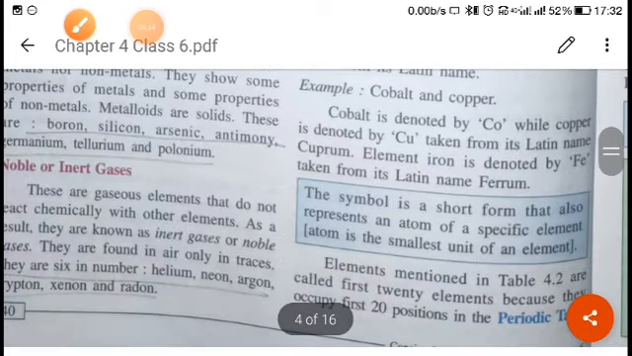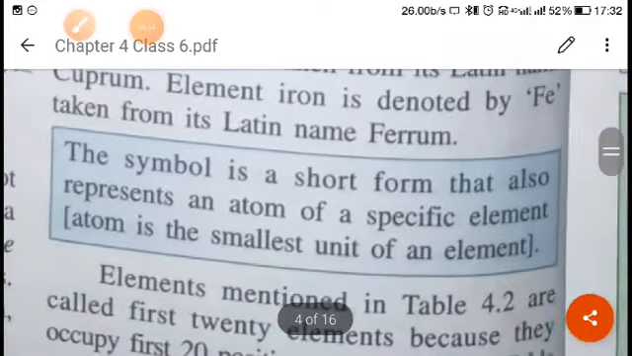Now next is, what is a symbol? A symbol is just a short form that also represents an atom of a specific element. Whenever someone asks you what is a symbol, a symbol is nothing but a short form of an element that also represents an atom of a specific element.